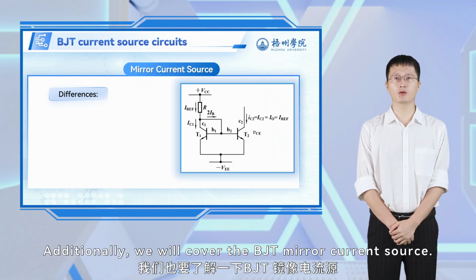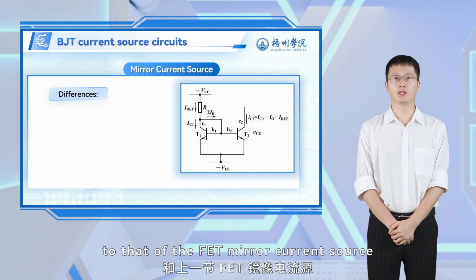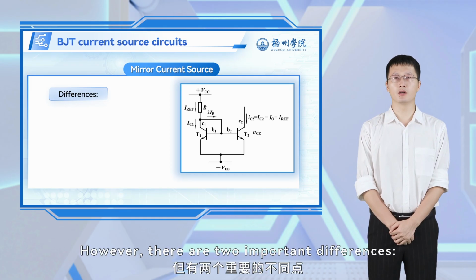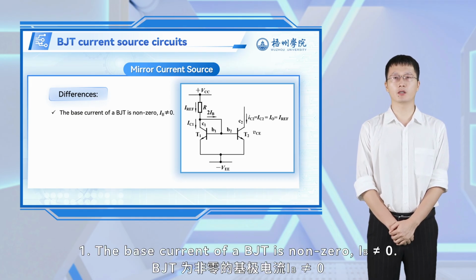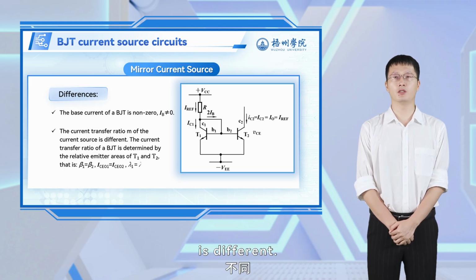Additionally, we will cover the BJT mirror current source, as shown in the figure. Its circuit structure is similar to that of the FET mirror current source in the previous section. However, there are two important differences. 1. The base current of a BJT is non-zero, I_B is not equal to 0. 2. The current transfer ratio M of the current source is different.